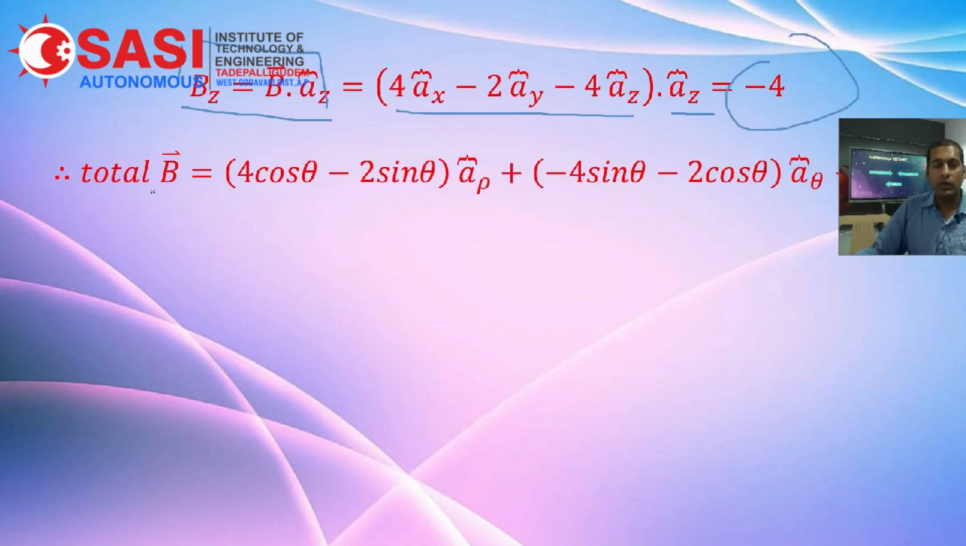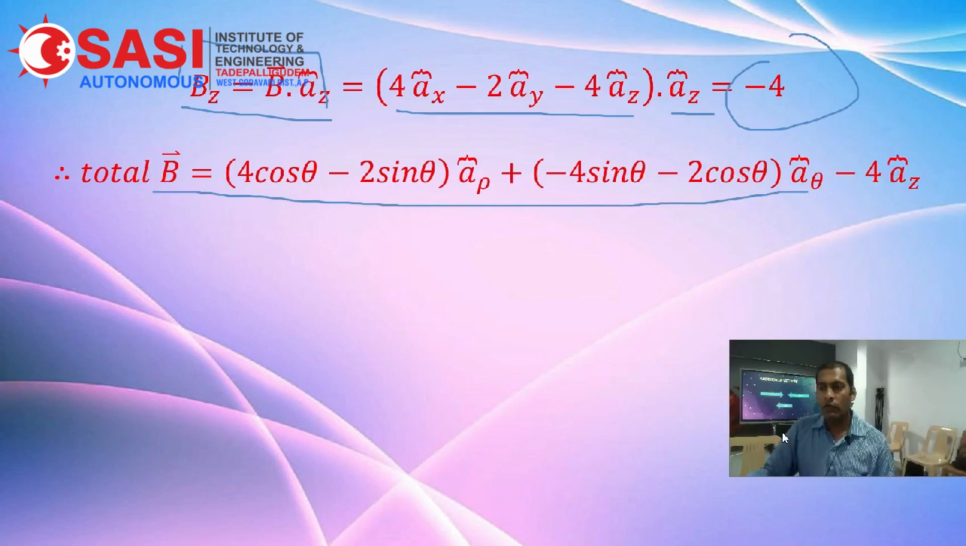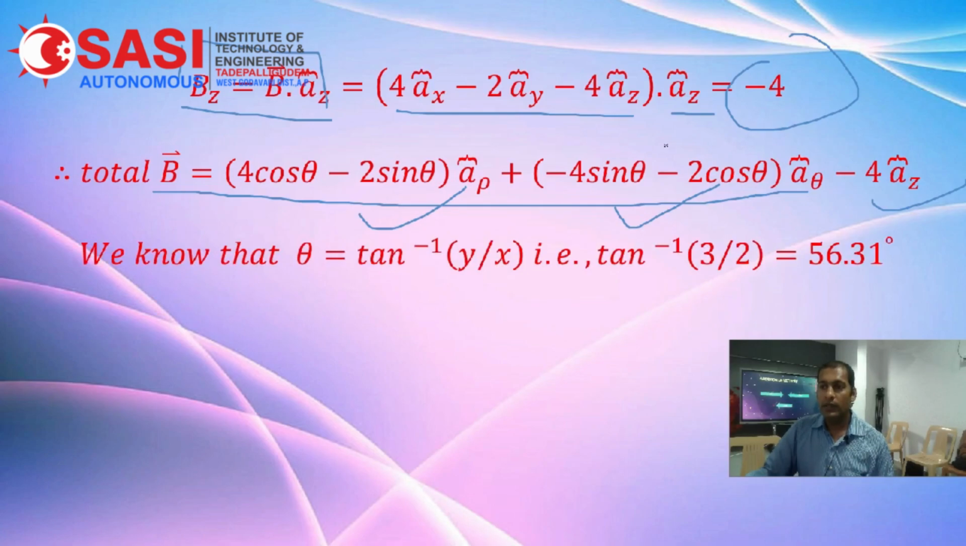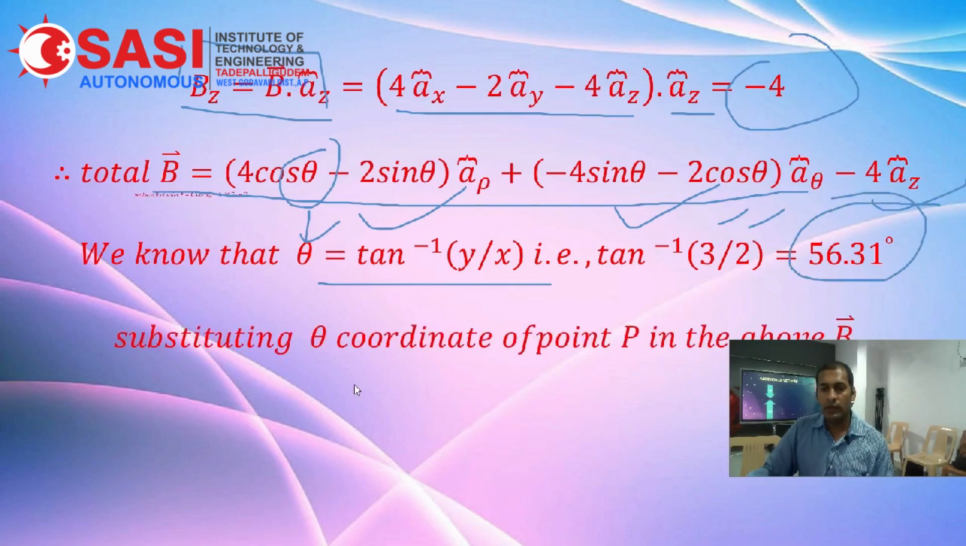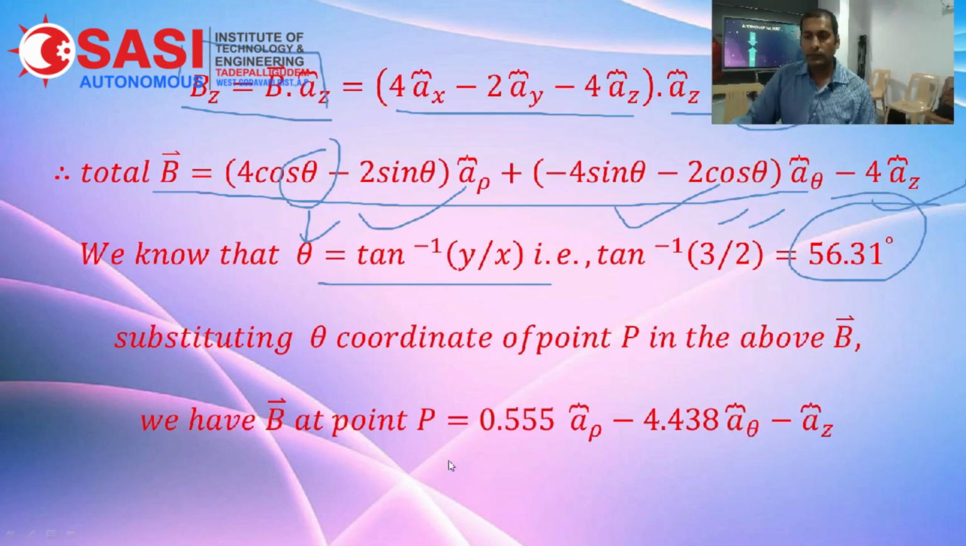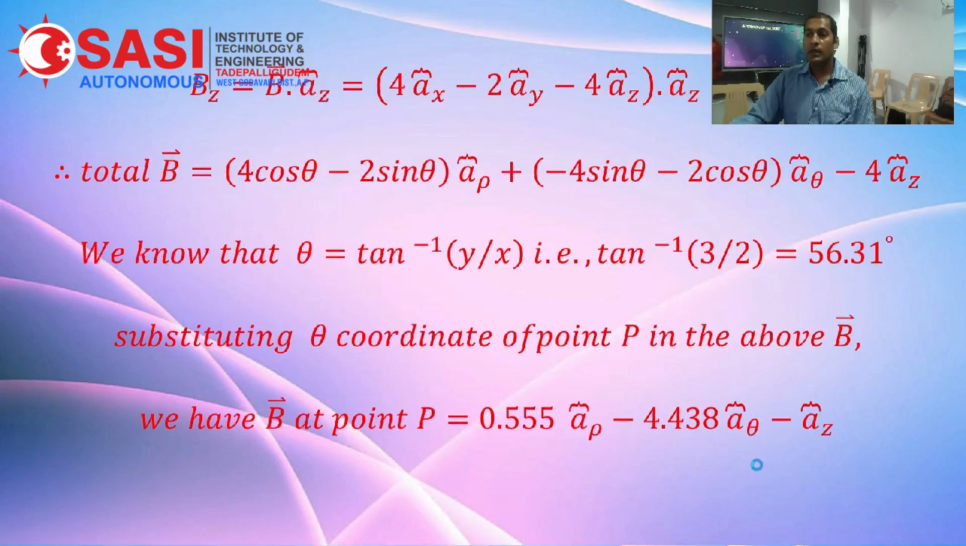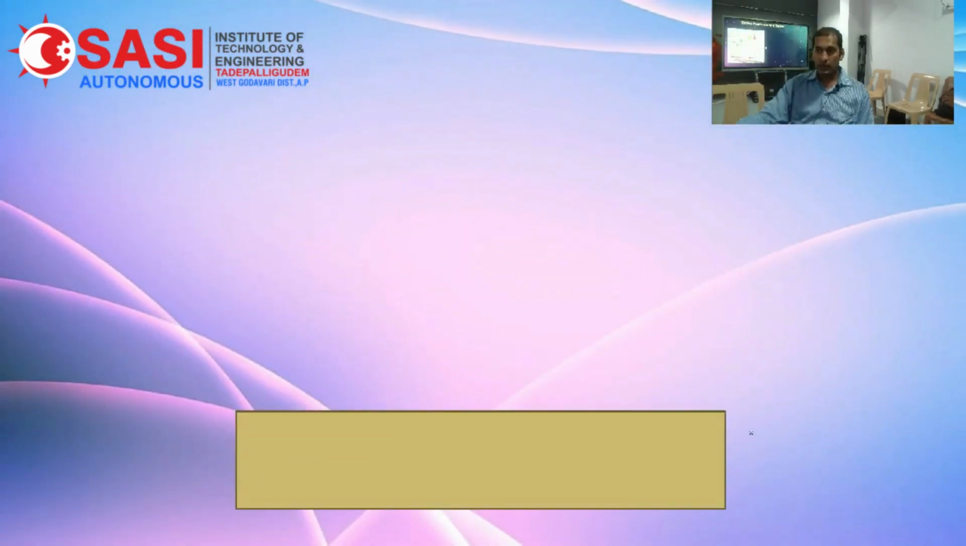So all together we write the total B bar as the addition of the a_r component, a_θ component and a_z component. Again we have to keep the value of θ. How to calculate θ? θ is equal to tan inverse y by x, y is 3, x is 2, we get 56.31. After keeping these values, we get the answer as 0.55 a_r cap minus 4.43 a_θ cap minus a_z cap. So this is a simple way of converting the coordinate system.